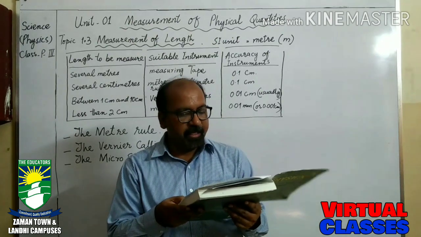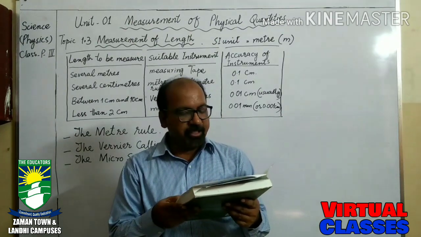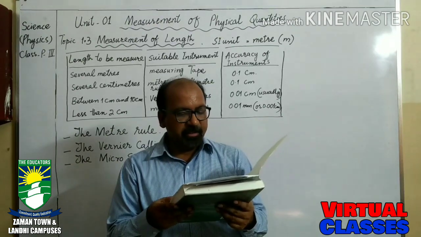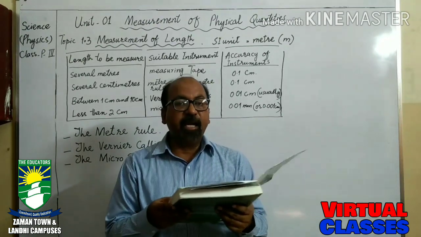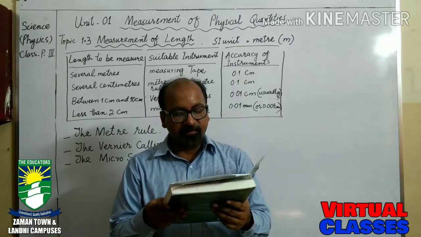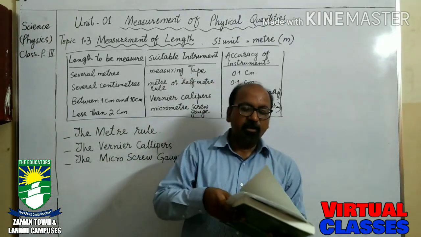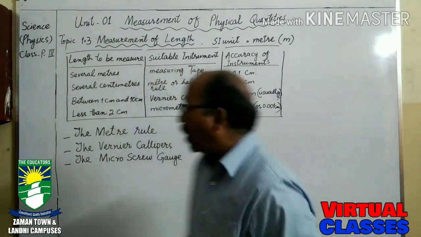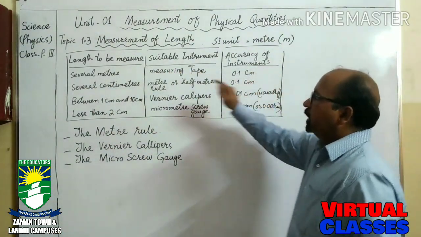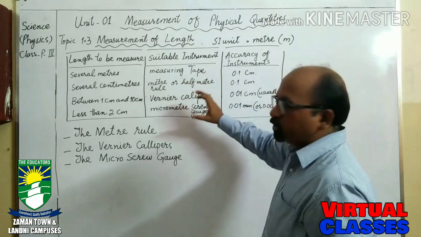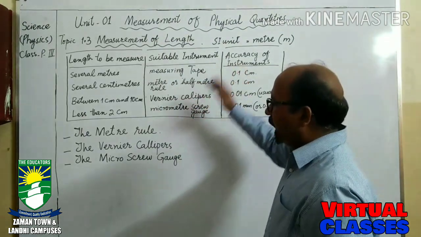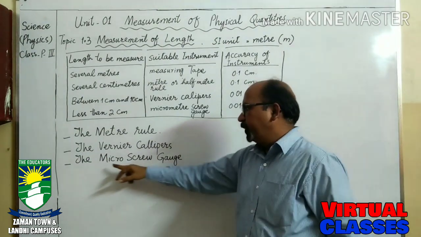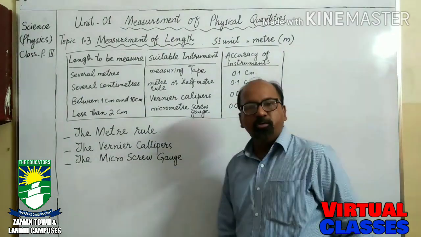Question number 3, write the 4 steps while measuring a ball with a micrometer screw gauge, page number 6. You can take the help from page number 6, figure 1.8. So this is the way how we can measure the bigger values and very smaller values with the help of meter rule, Vernier calipers, and with the help of micro screw gauge.